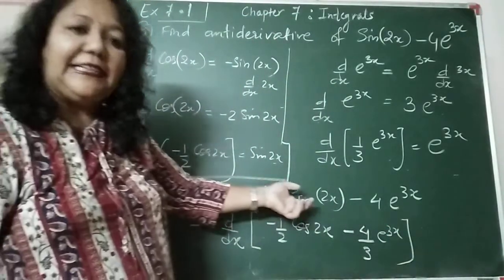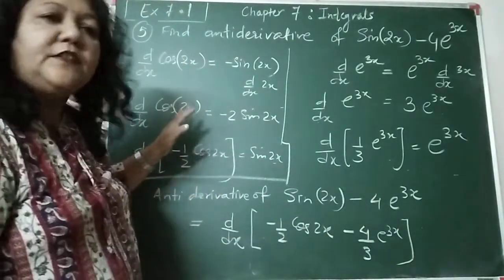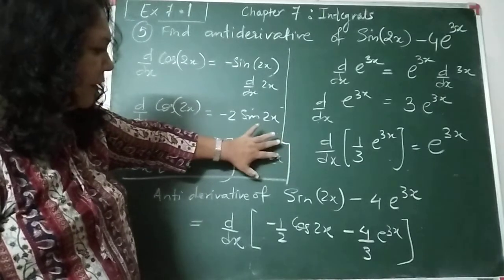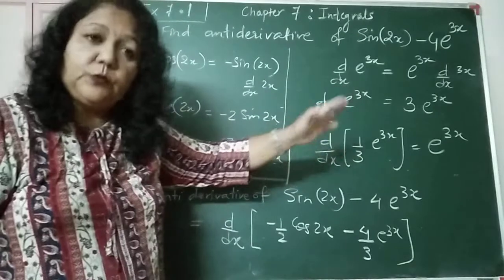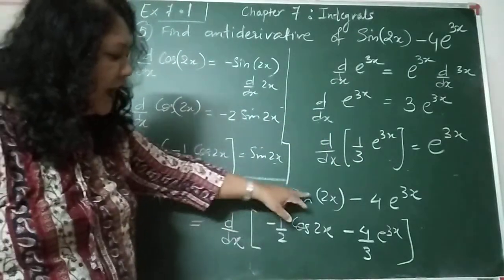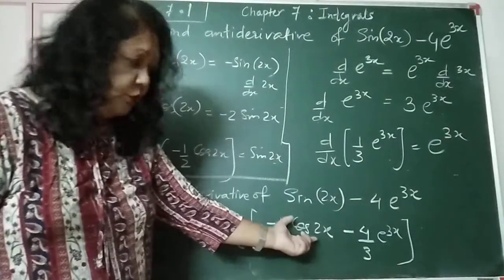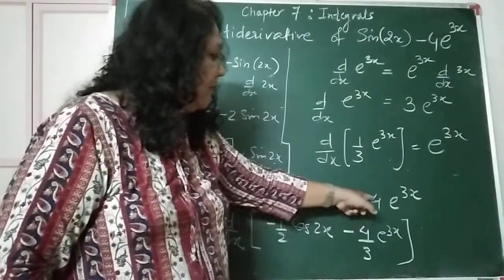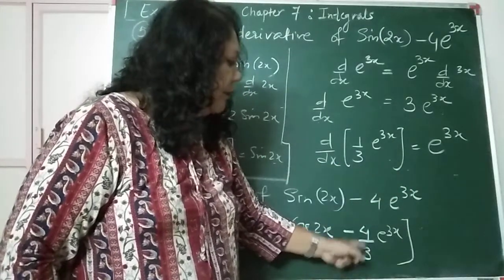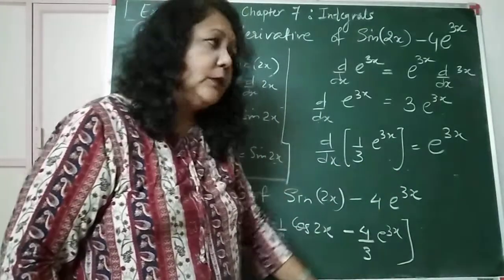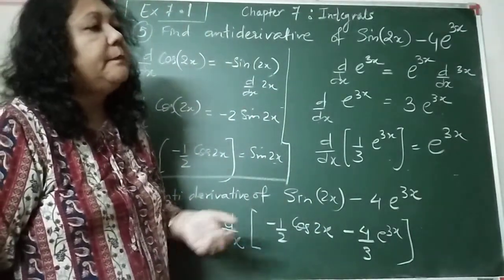So antiderivative of sine of 2x and minus this would be... First you individually found the antiderivative of sine of 2x, then you found the antiderivative of e raised to 3x, then you substituted the values here, sine 2x's minus half into cos of 2x, then you had minus 4, and e raised to 3x's 1 upon 3, so 4 upon 3 into e raised to 3x. So this is how you finished that question.